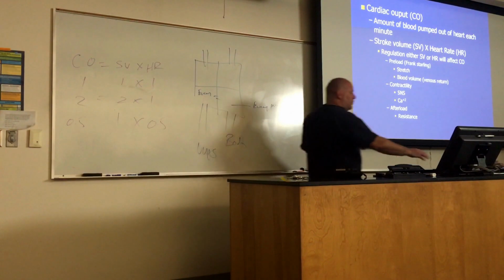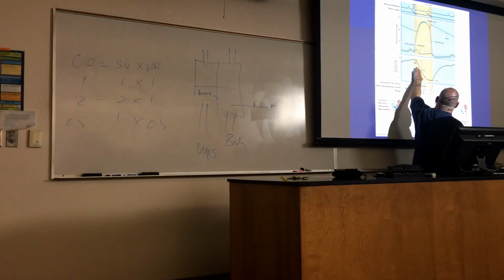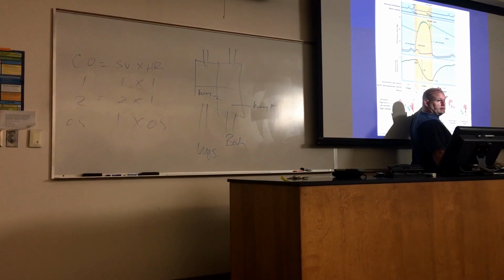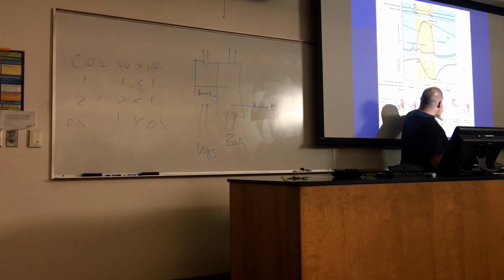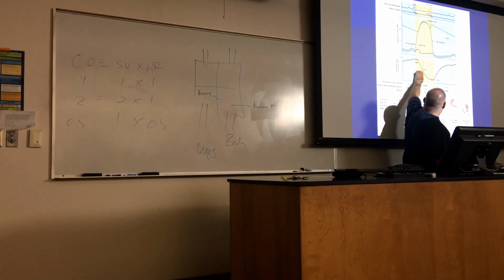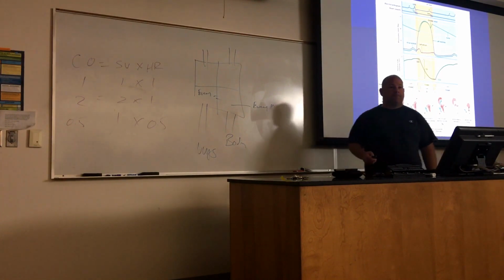So when you go back to the Wigger diagram, that's this part right here. If I decrease the amount of work that the ventricle has to do to push it out through here, then my end systolic volume would be lower, which means that difference is greater, so my stroke volume went up.